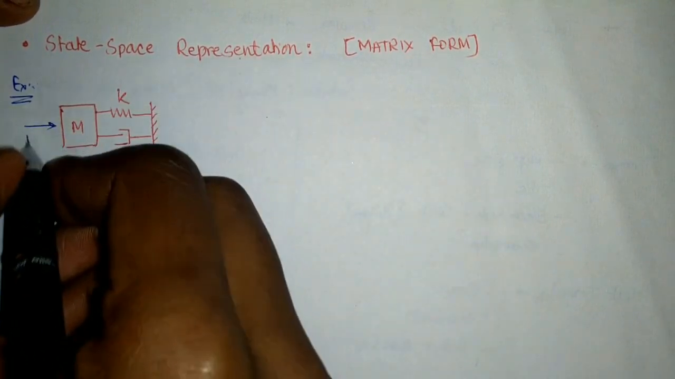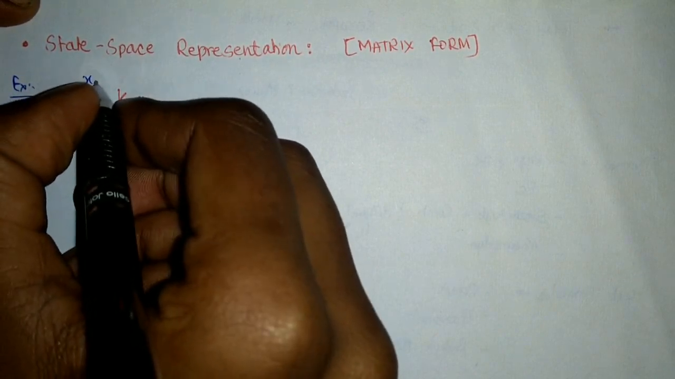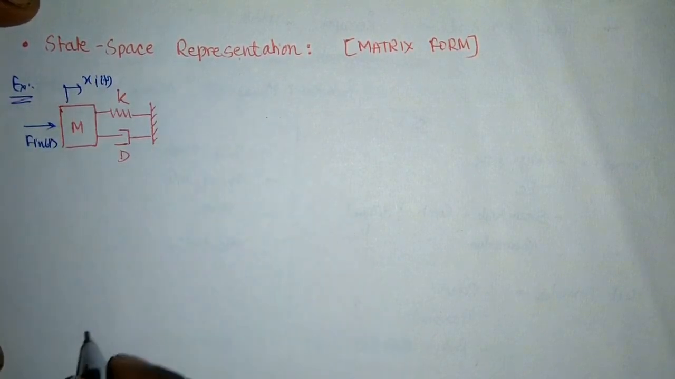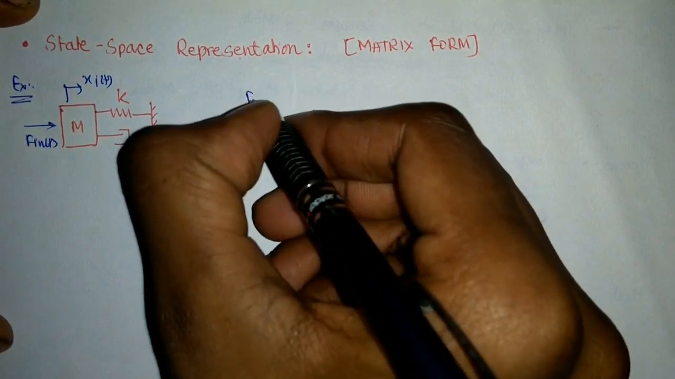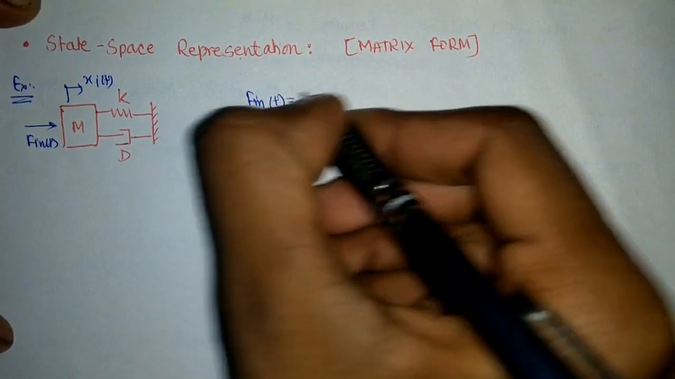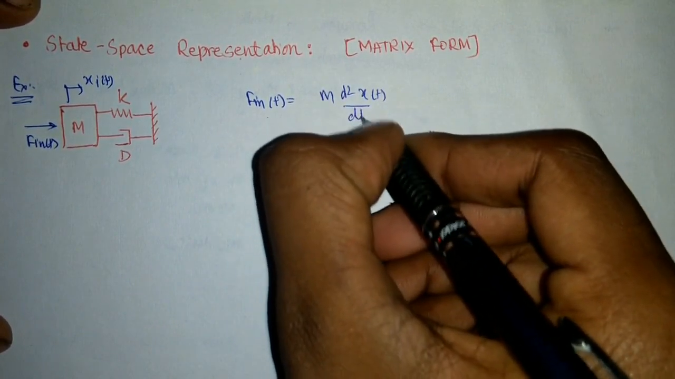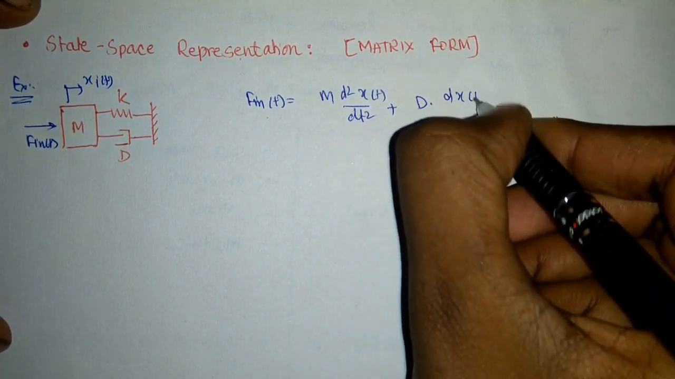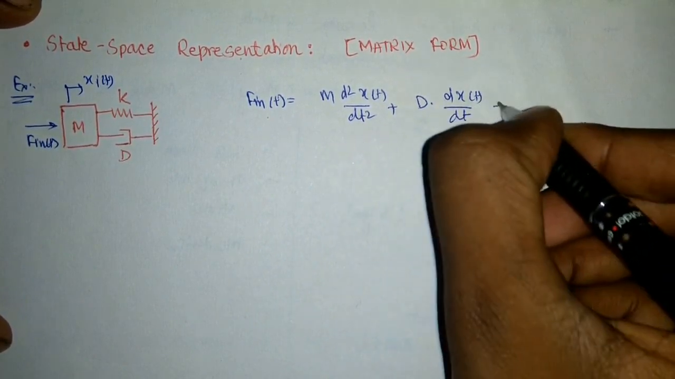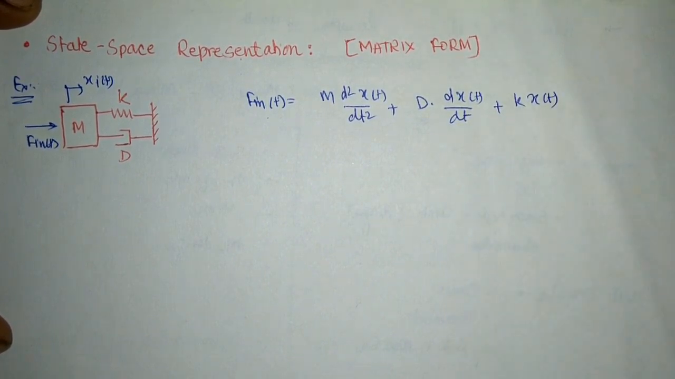So let's say there is a force F_in(t) here, which is giving me some displacement x(t) to my system. Now the equation that I'm going to get over here is F_in(t) equals m d²x(t)/dt² plus d dx/dt plus k into x, right? And that is going to be my equation after I balance everything.